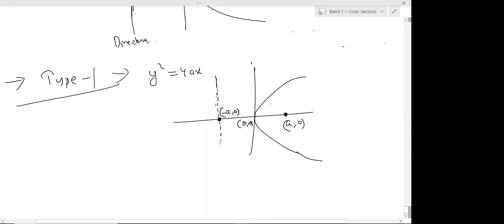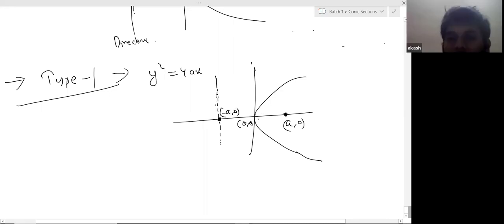Absolutely right. Because all the points on this parabola are equidistant from this fixed point and the fixed line, if I consider this point on the parabola, it should be equidistant from this and this. So if this is a comma 0, this has to be minus a comma 0. And I know that the directrix is perpendicular to the axis, which means the x coordinate won't change in this line. That means the equation of this line will be x equals minus a. This is the equation of the directrix.